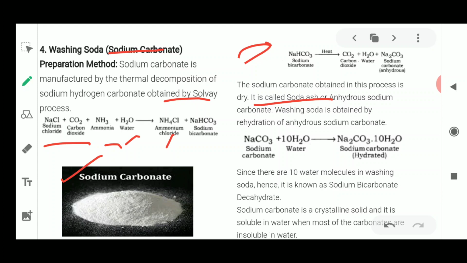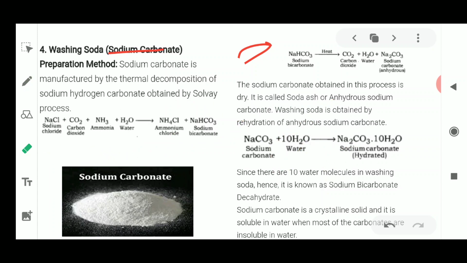The next is washing soda, which is obtained by rehydration of anhydrous sodium carbonate. Now how is this sodium carbonate formed? Sodium bicarbonate is normally known as baking soda, but when it is hydrated, it is known as sodium carbonate decahydrate, which is known as washing soda. Na2CO3 plus 10H2O. This water is added to form the crystals of sodium carbonate, that is the hydrated form. This is the water of crystallization.